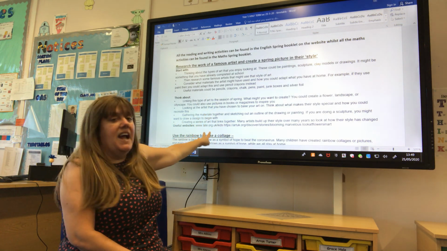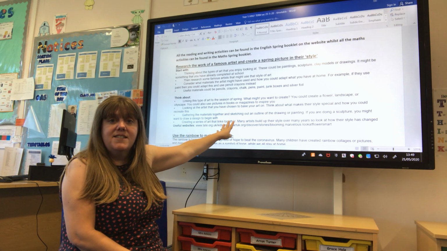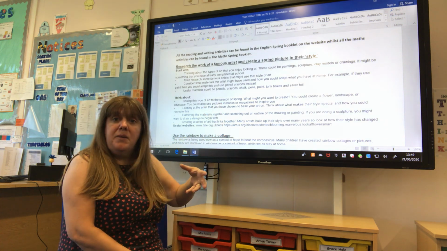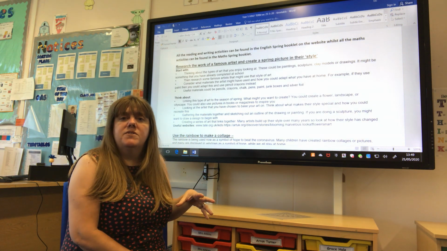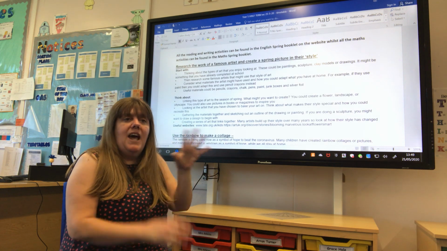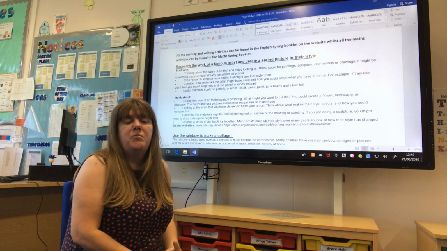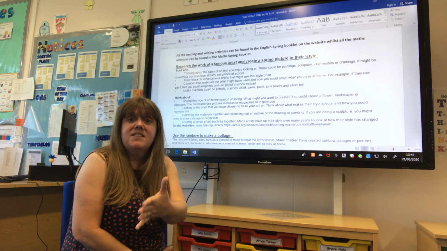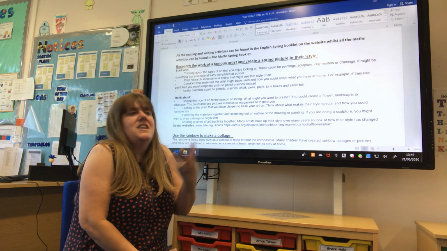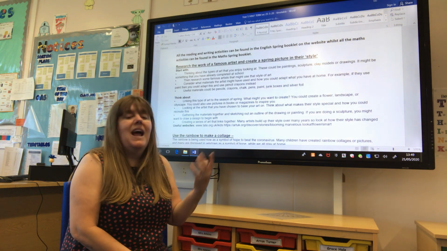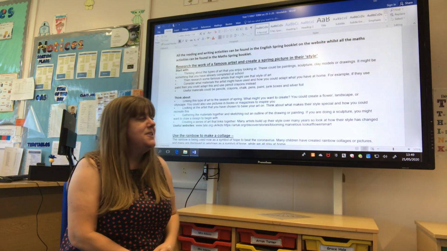So one of them is, can you have a look at the work of a famous artist and then create a spring picture in the style they use. So really have a look at the artist, have a look at how they use paint, how they use their materials to produce their products, and you have a go at the same style, but with a theme of spring. Spring flowers, spring sunshine, you decide.